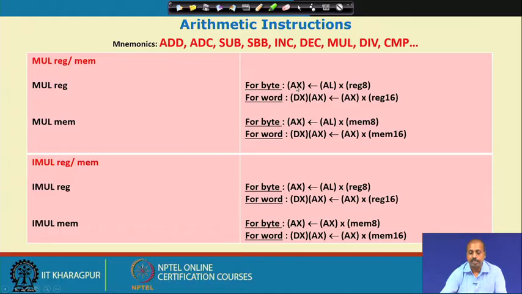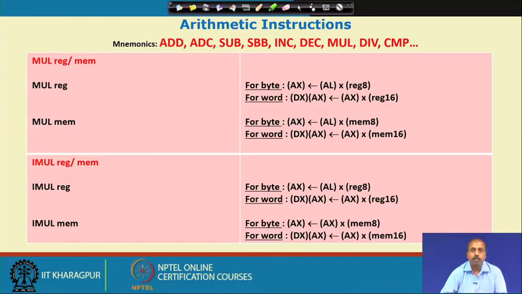In this case AX will get AL multiplied by the 8-bit register, and for word operation DX:AX will get AX times the 16-bit register. If you multiply two 8-bit values, you get a 16-bit value. In the multiply operation, one of the operands is always the AX or AL register. For 8-bit multiplication, it is assumed that one operand is in AL, the other is in the register mentioned here, and the result is 16-bit, held in the AX register.